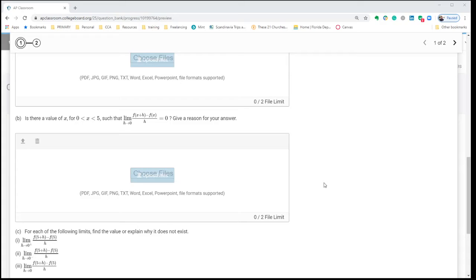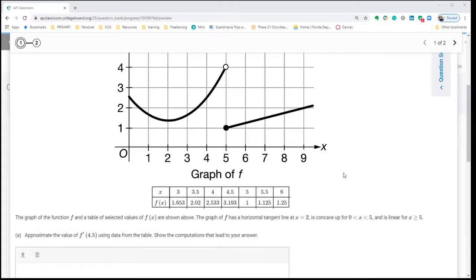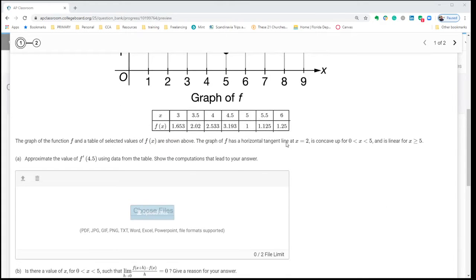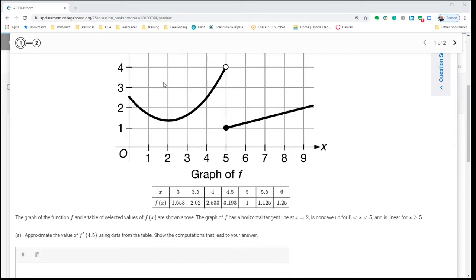Where the limit of that as h approaches 0 is going to be the derivative equals 0. And we already know where the derivative equals 0. It's where the slope is 0. And we remember that the slope is 0 right here because f has a horizontal tangent. We didn't even need the graph.